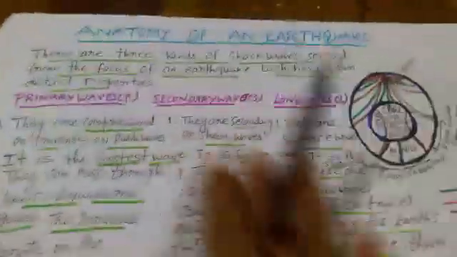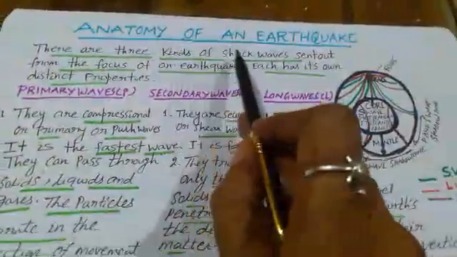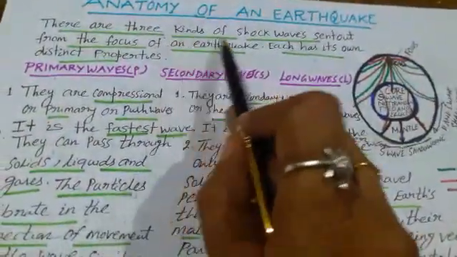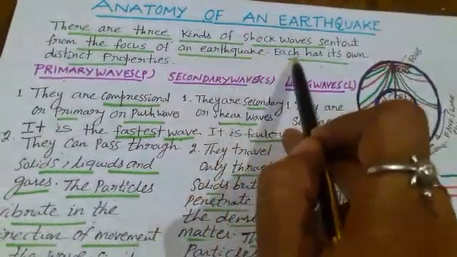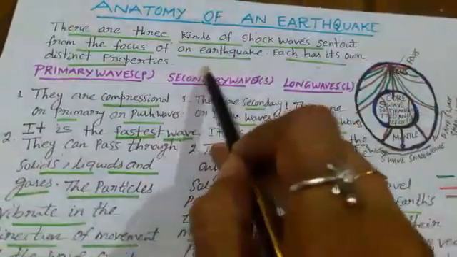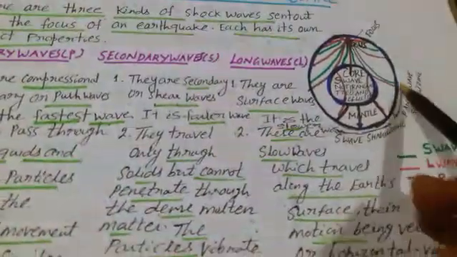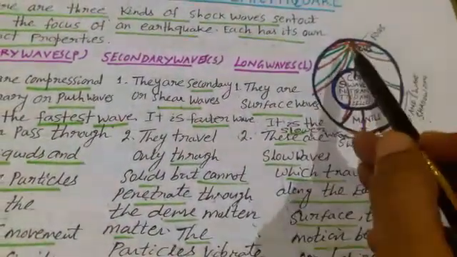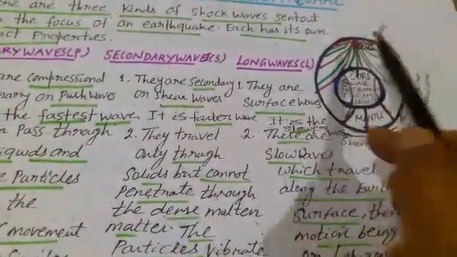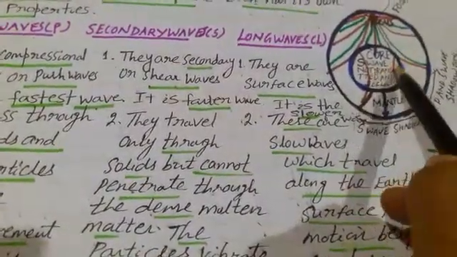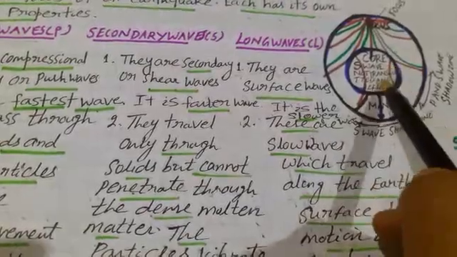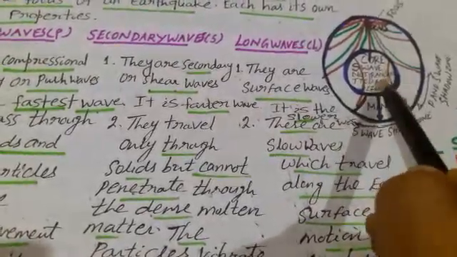Now we learn about the anatomy of an earthquake. There are three kinds of shock waves sent out from the focus of an earthquake. Each has its own distinct property. This picture shows the core, mantle, and also what? Crust. Here, given the focus and core area, waves are unable to penetrate because the core is in a semi-molten condition.